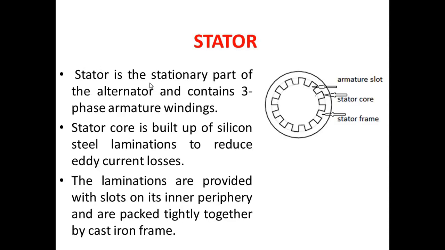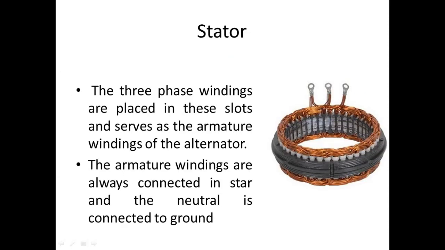Stator is the stationary part of the alternator and it contains the three-phase armature winding. Stator core is built up of silicon steel lamination to reduce the eddy current loss. The figure shows the stator, which has the stator frame and the slots at the inner periphery. In these slots, armature conductors are housed. The figure shows the practical stator core. This is the frame or the stator core, and it has the slots. In these slots, the armature windings are done, and three-phase is brought out from these conductors.